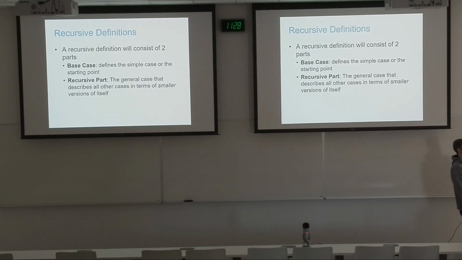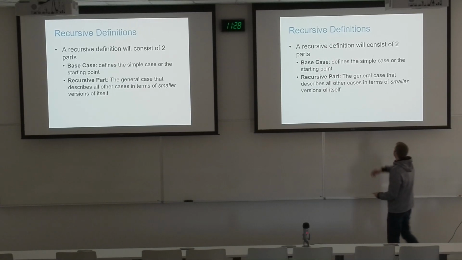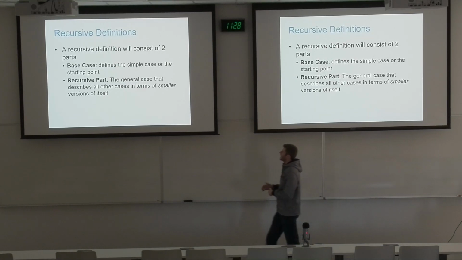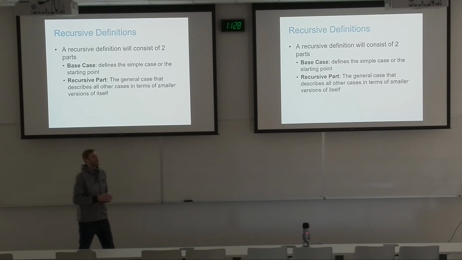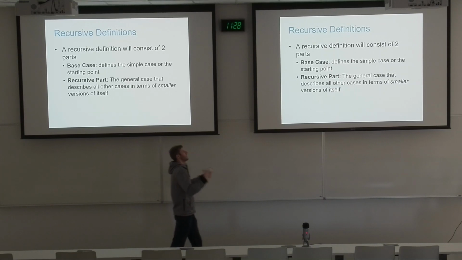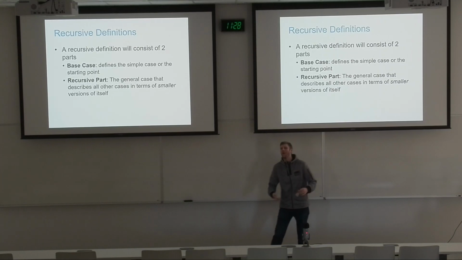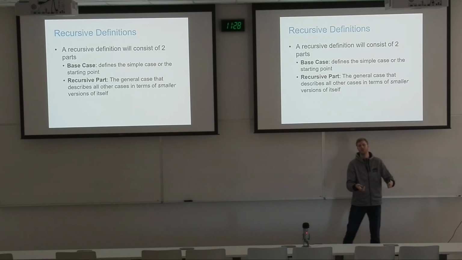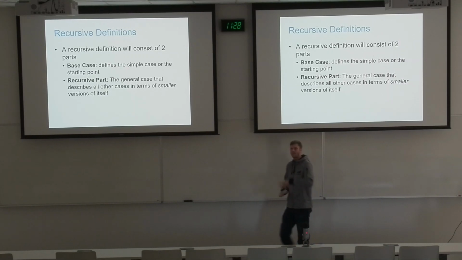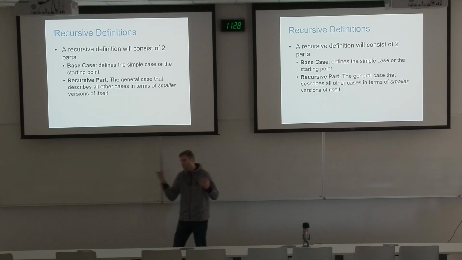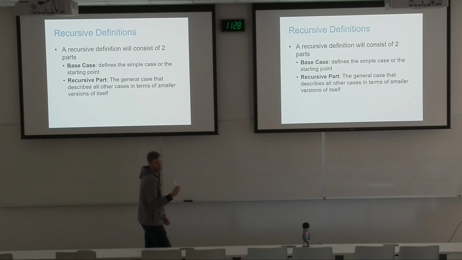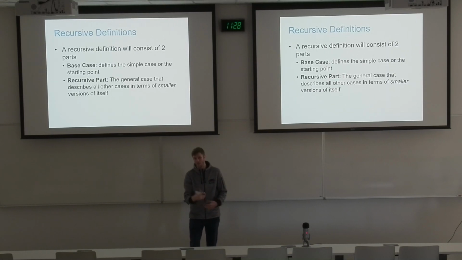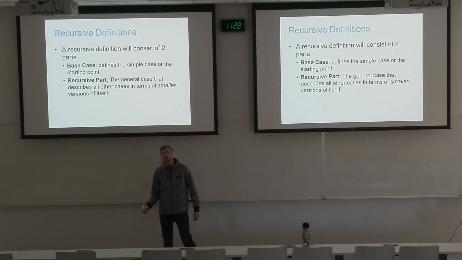And we also have the recursive part. It's like the general case that describes all other cases in terms of smaller versions of itself. If you remember from last class, I did that example of asking people how many rows there are in this room. And I asked the person at the back of the room, how many rows? But they don't know. They only know that the number of rows in the room is the number of rows that there are in front of them, not including their row, plus one more, their row.